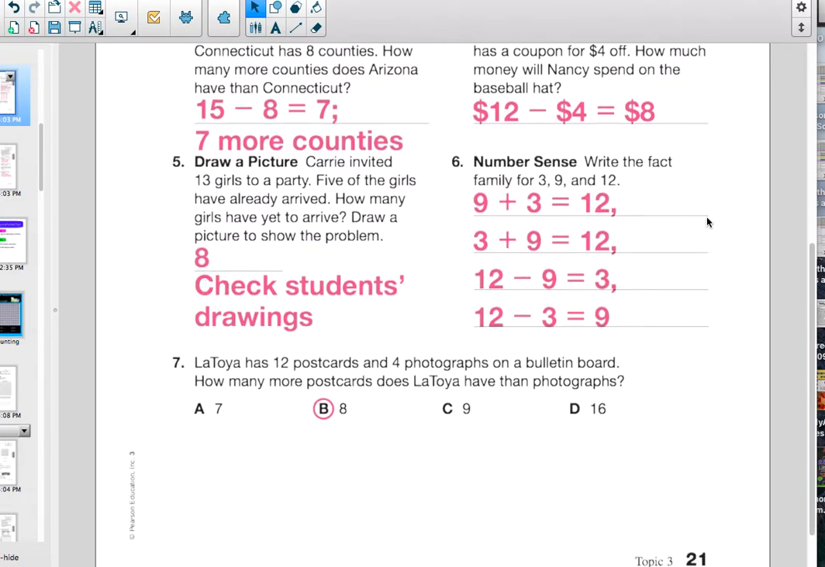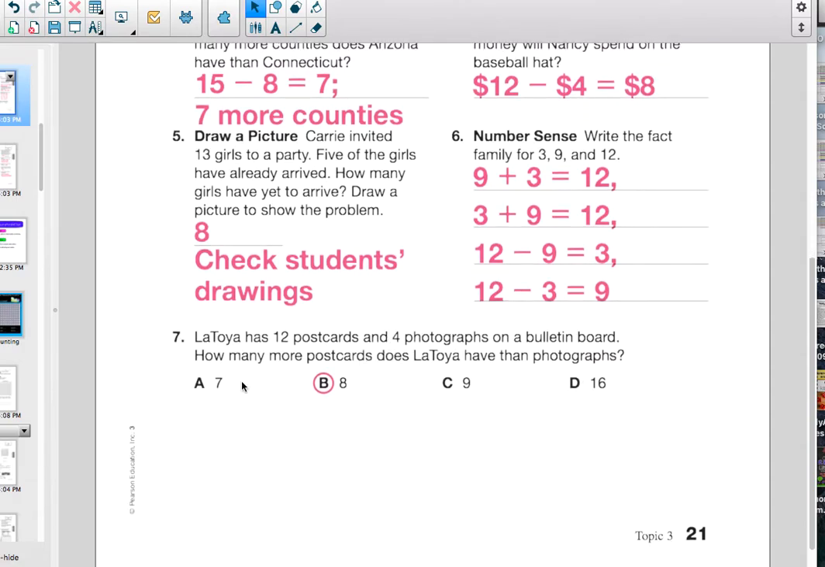I trust you. Number 6, fact families, 9 plus 3 equals 12. 3 plus 9 equals 12. 12 minus 9 equals 3. 12 minus 3 equals 9. It doesn't matter what order you do it in as long as you have all those. And number 7 is B.